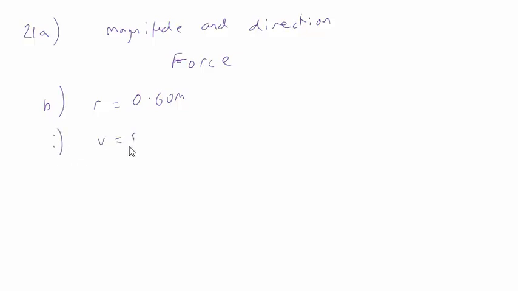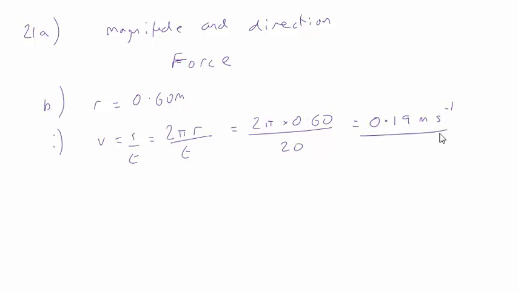Well, speed is distance over time. The distance is the circumference of the circle, 2 pi r, and the time was 20 seconds. So we can then put in, it is 2 times pi times 0.60 over 20, which comes out at 0.19 meters per second.